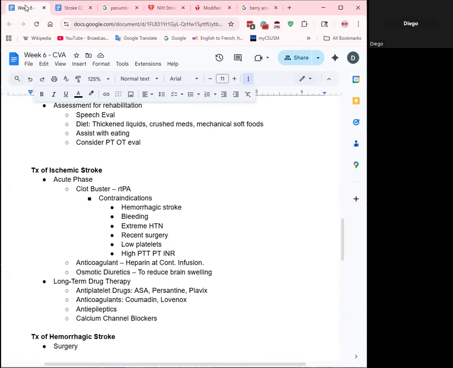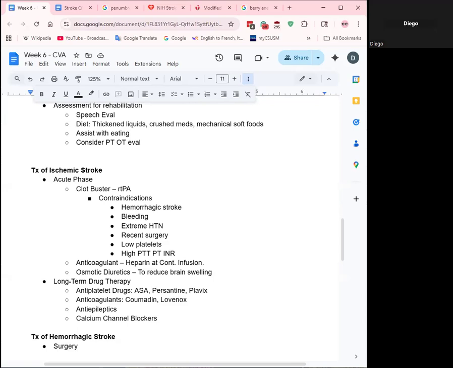Okay. So following up on the ischemic stroke, once a hemorrhagic stroke has been ruled out, we can give them clot busters. So this is RTPA, also known as Alteplase. That's the brand name. So that is going to be a very powerful clot buster. It's going to be destroying the clot. The contraindications would be, of course, the hemorrhagic stroke. That's why we did the CT of the head.